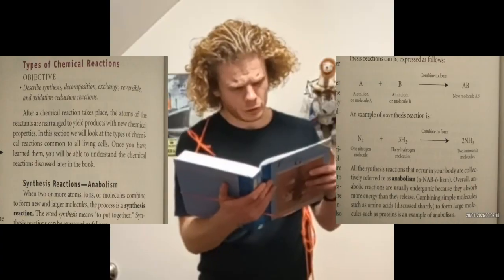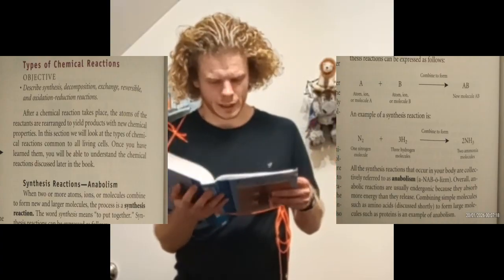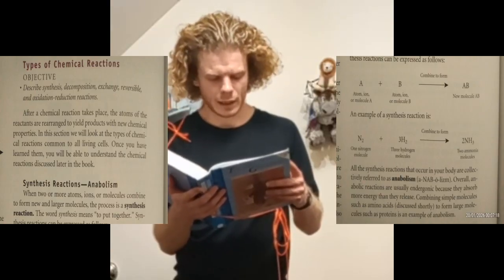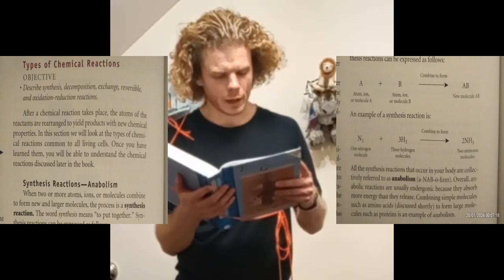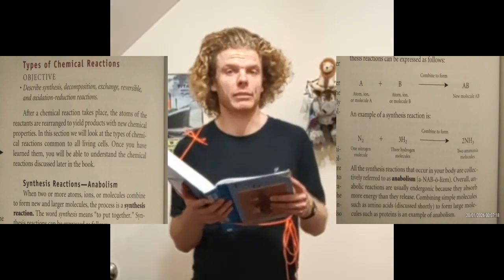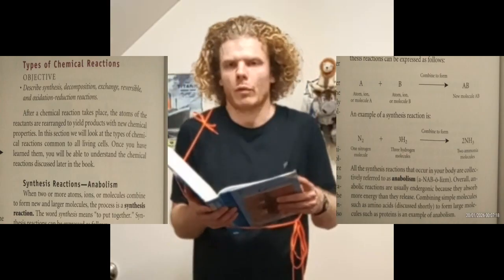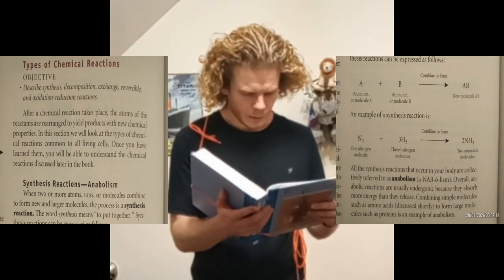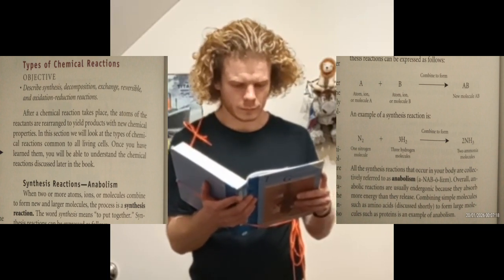Types of chemical reactions. After a chemical reaction takes place, the atoms of reactants are rearranged to yield products with new chemical properties. Okay, the reactants, the stuff we took as material, we rearrange a bit, and at the end we have our product.